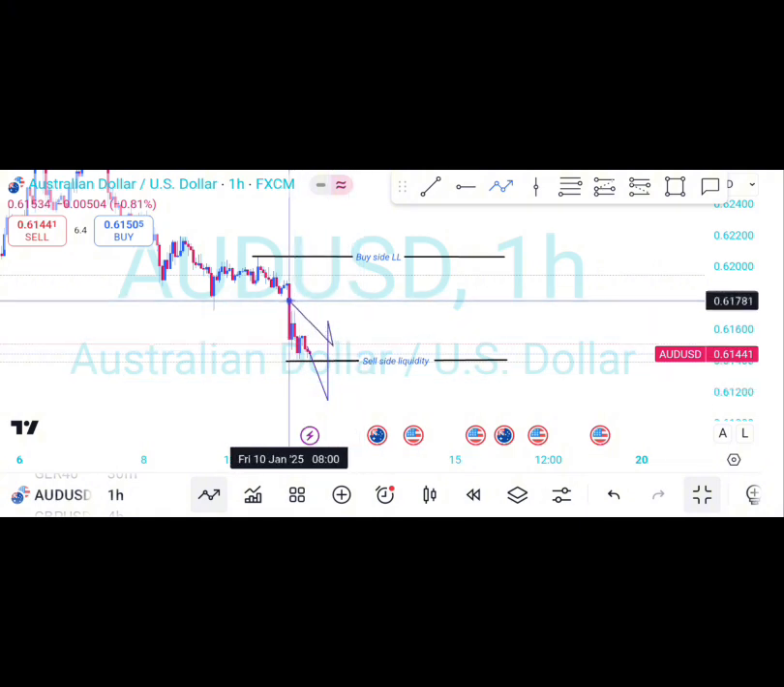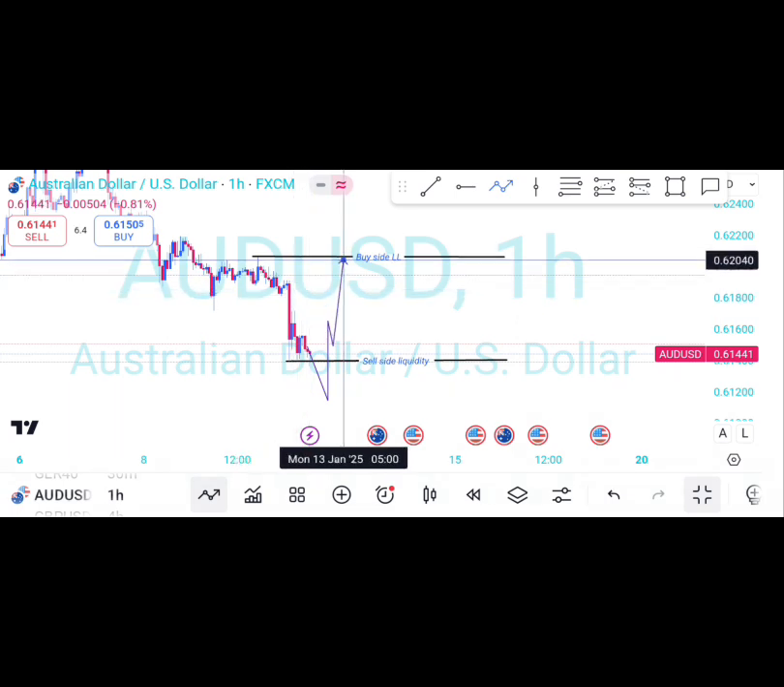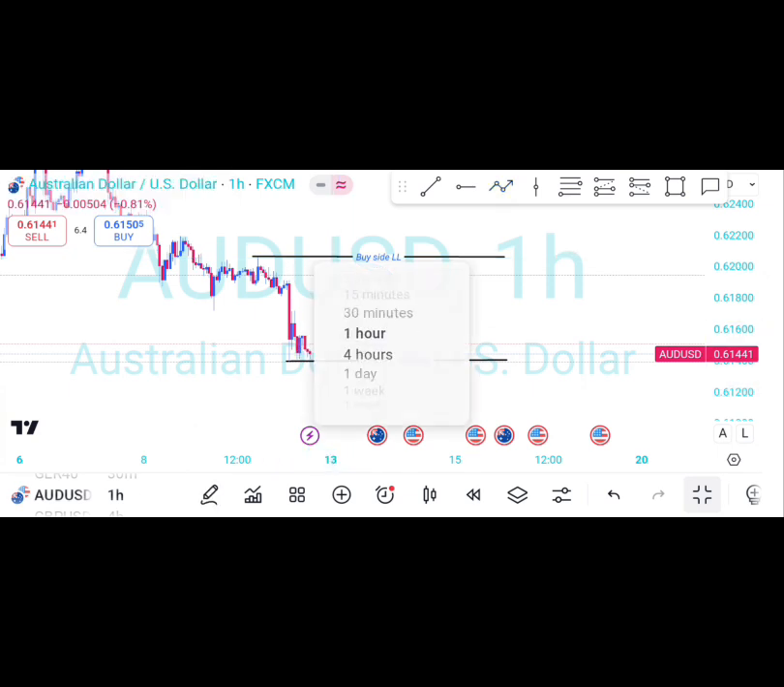We have a fair value gap over here we might touch. We have a fair value gap that price might reach. That's why I'm saying my TP might be here. So we never know what we are looking for, but I know what I'm looking for. We never know what the market might do.